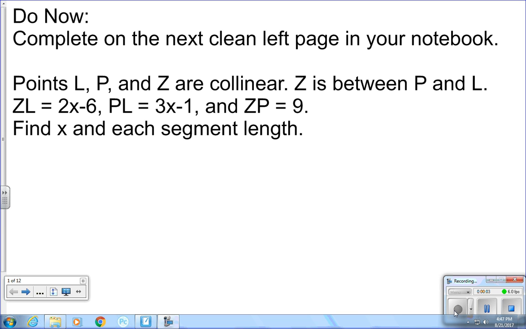Since I'm going to be gone today, you're going to go ahead and watch this video to go over your notes. What you need to do right now is, in the top left of your next clean page in your notebook, write down this do now. Write all of it down so you have everything for your example. Then pause the video so that you have a chance to attempt it before I go over it. Make sure that you are finding x and each segment length. Do not just stop at x. Make sure you're plugging it back in to find the rest of it.